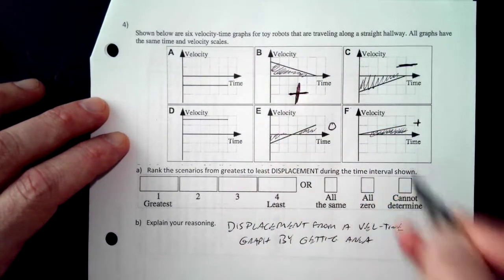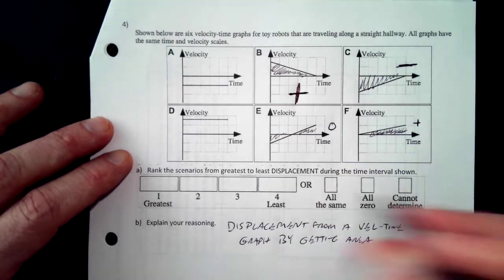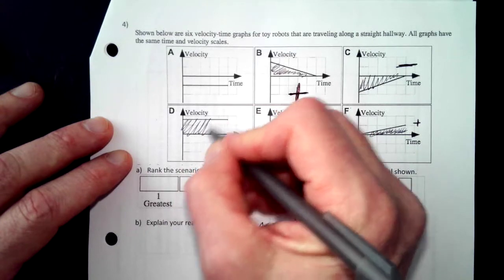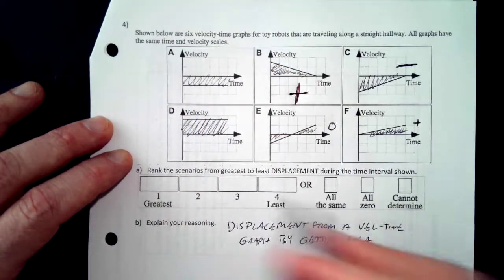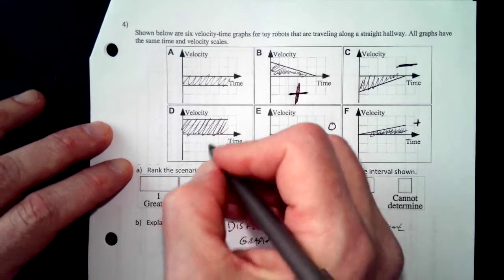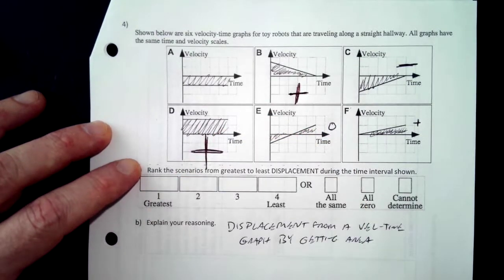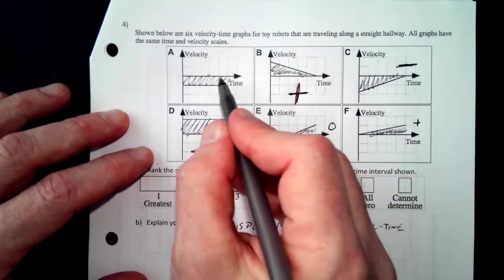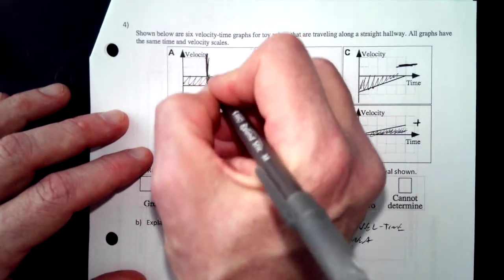So I know that this guy's bigger than this guy. I know this guy's negative. I know this guy's 0. And at the end of the day, now I just have to compare. This is a rectangle. So is this. Who's bigger out of these two? D is the biggest positive velocity. And if I had to compare a rectangle to a triangle, isn't a rectangle bigger than a triangle?